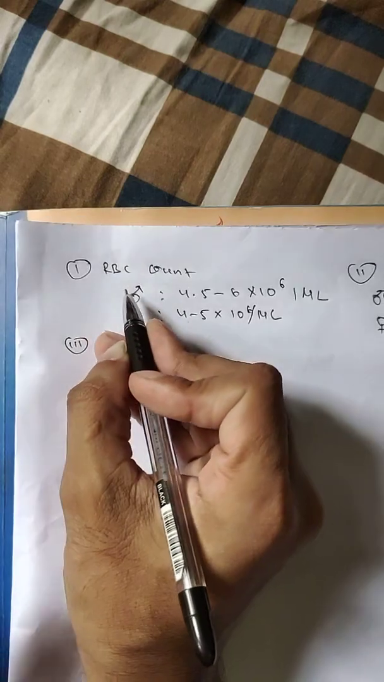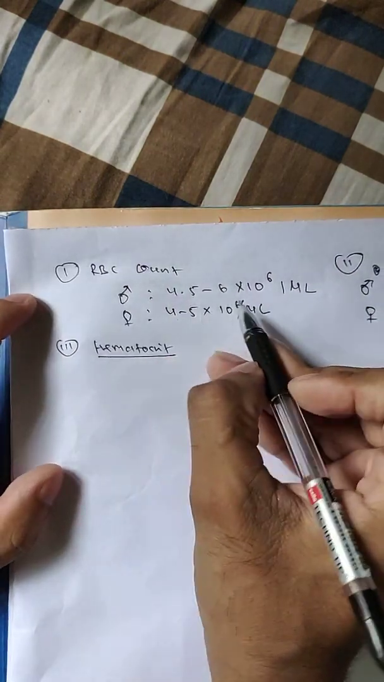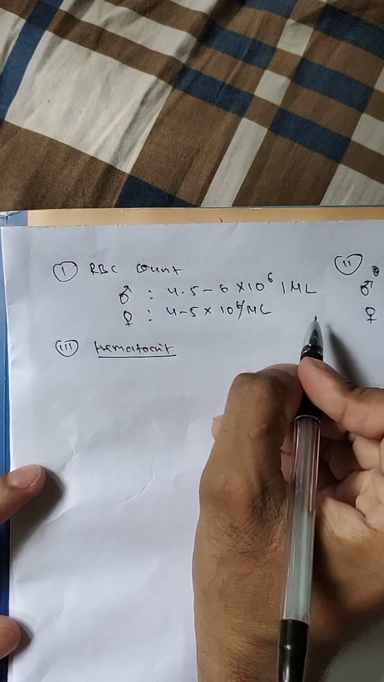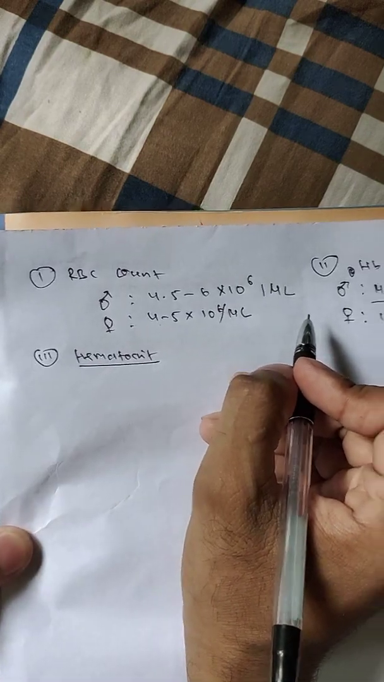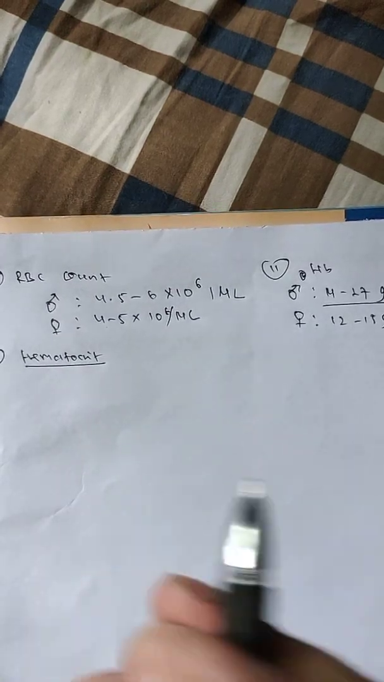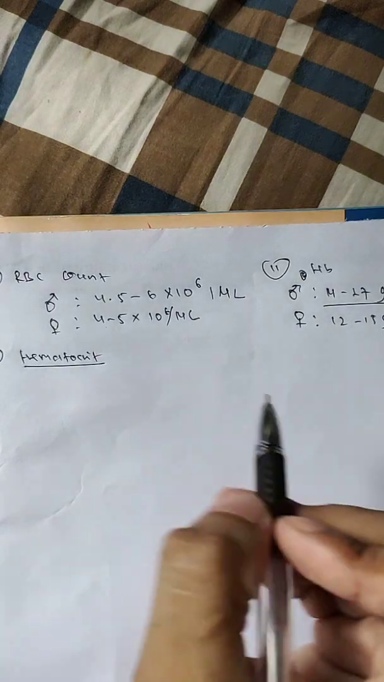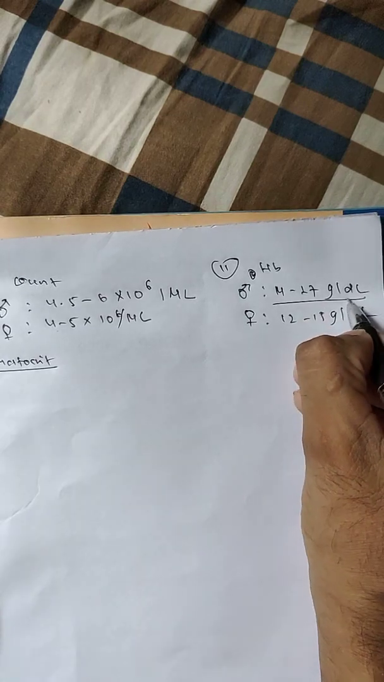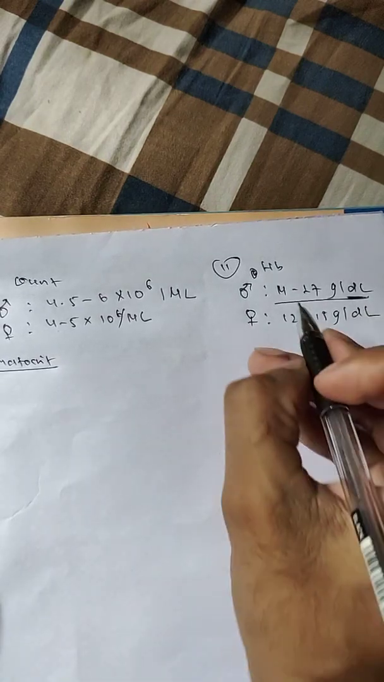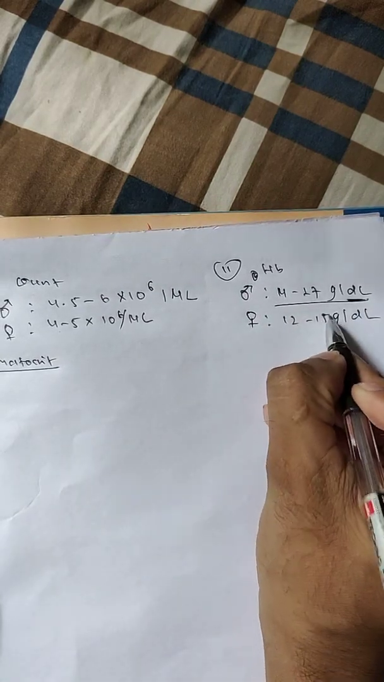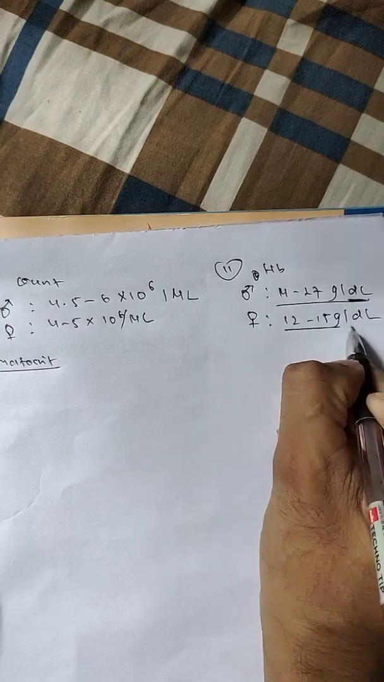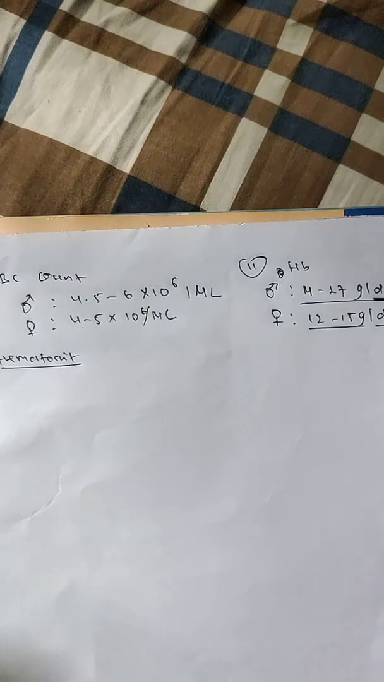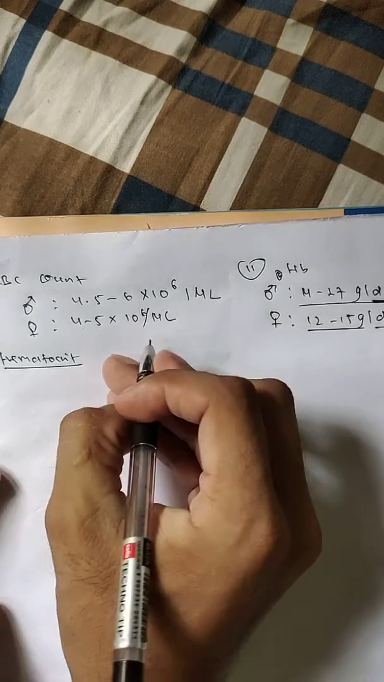So first of all, the RBC count, as you know, in males is 4.5 to 6 into 10 to the power 6 per microliter, and in females we have 4 to 5 into 10 to the power 6 per microliter. In case of hemoglobin, it is 14 to 17 gram per deciliter. Deciliter means 100 ml. And in females, 12 to 15 gram per deciliter of hemoglobin is present.